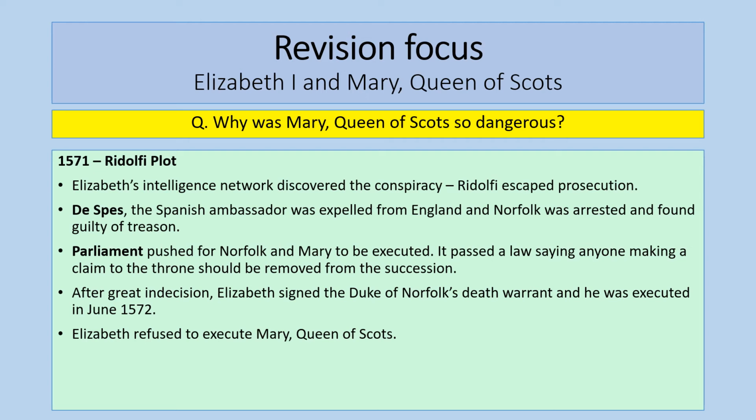But crucially, she refuses to execute Mary Queen of Scots. The reason for this is that Elizabeth regards Mary Queen of Scots as a member of her family. They are cousins. But also, Elizabeth is extremely reluctant to execute somebody that is herself a queen. This is something we'll come back to, because she is very reluctant to execute Mary Queen of Scots during this time.